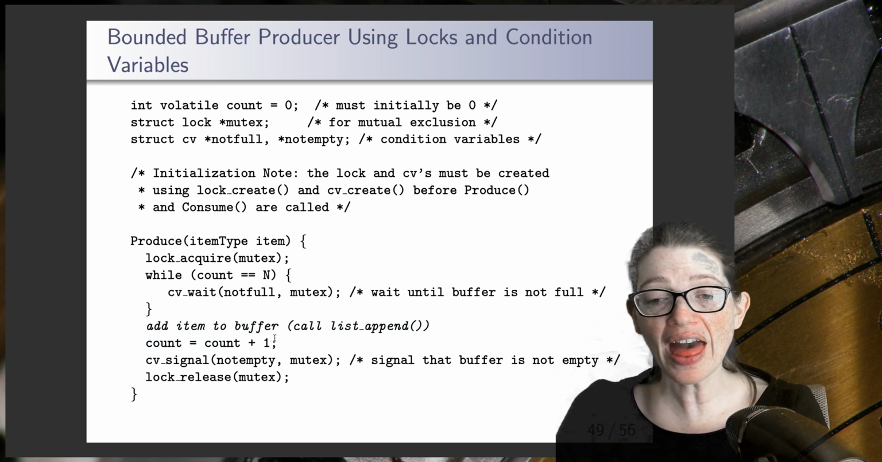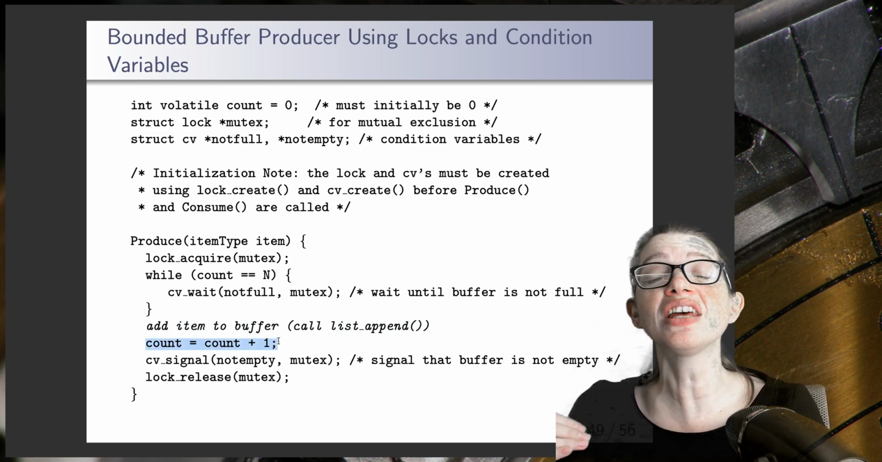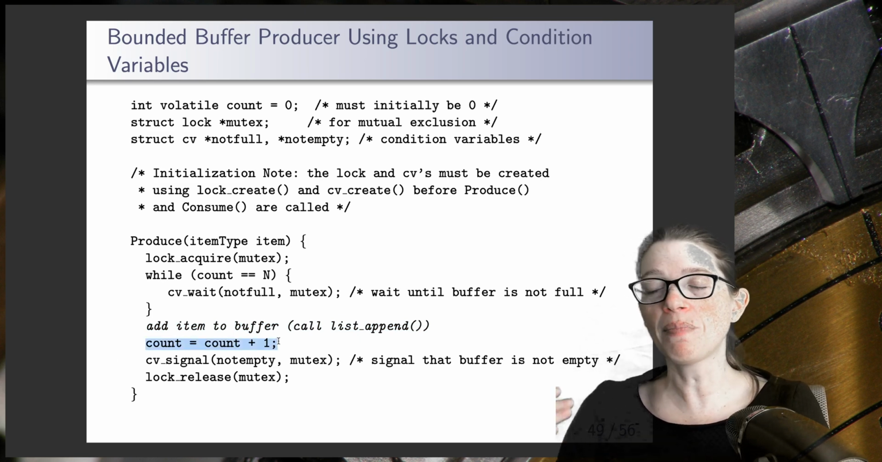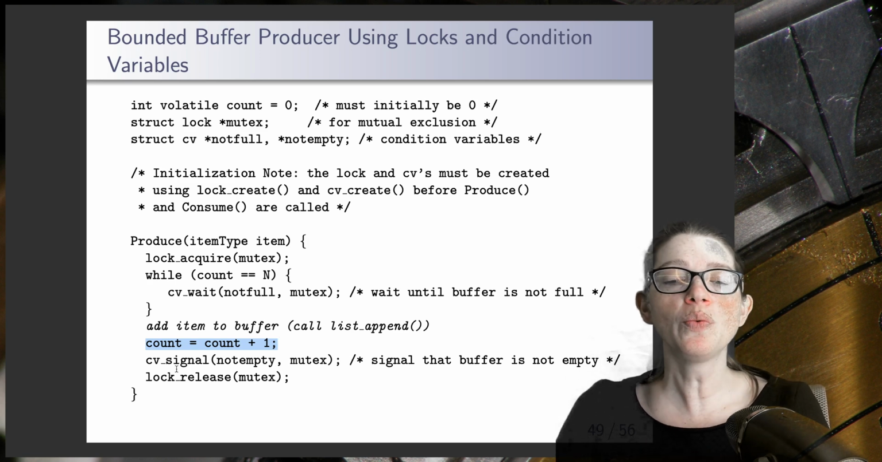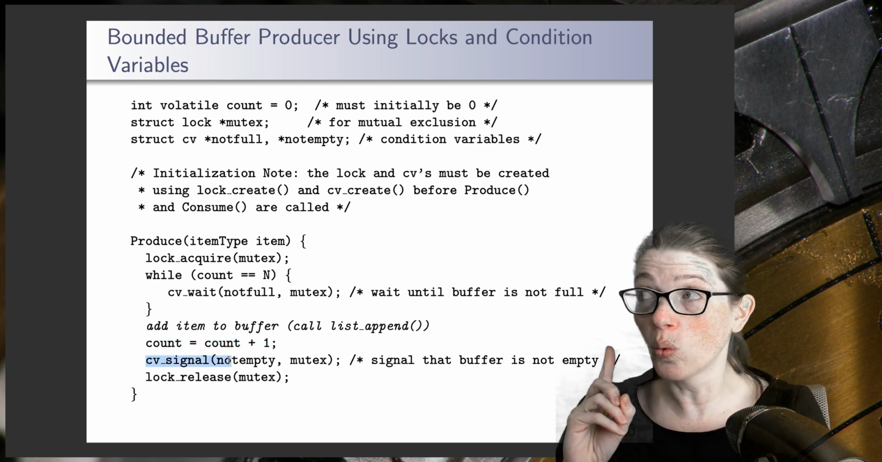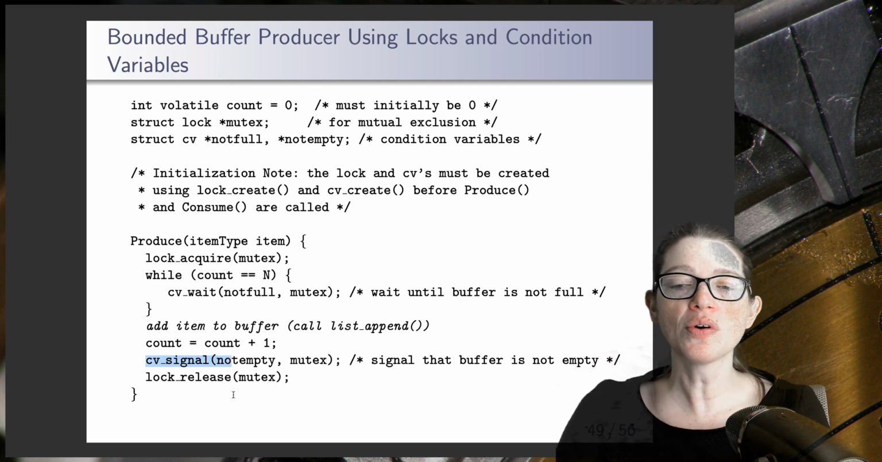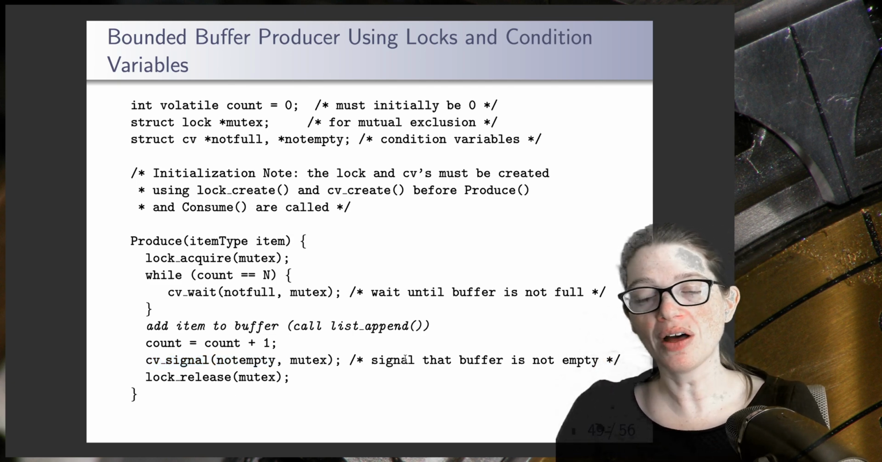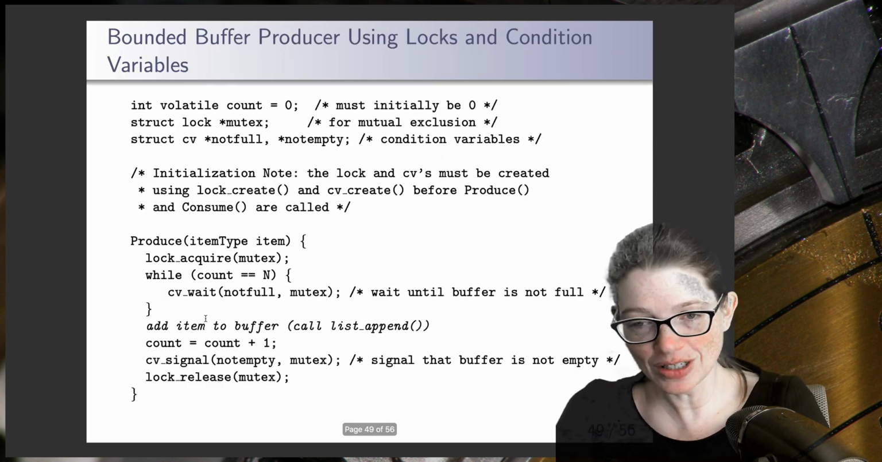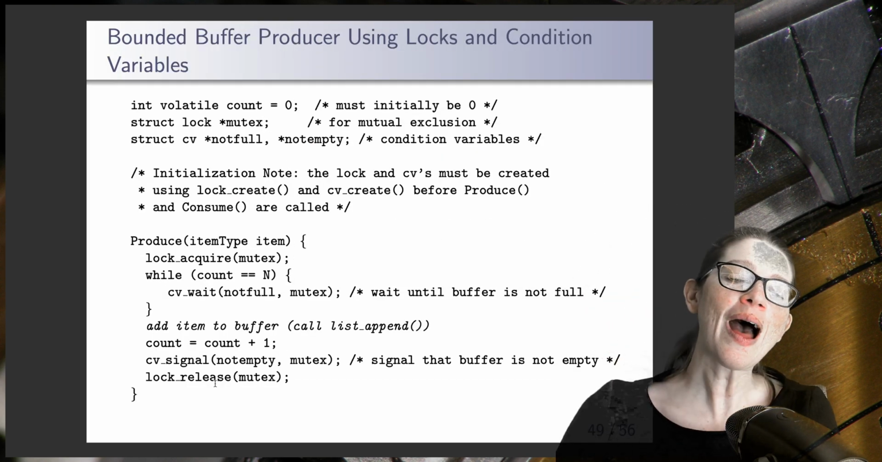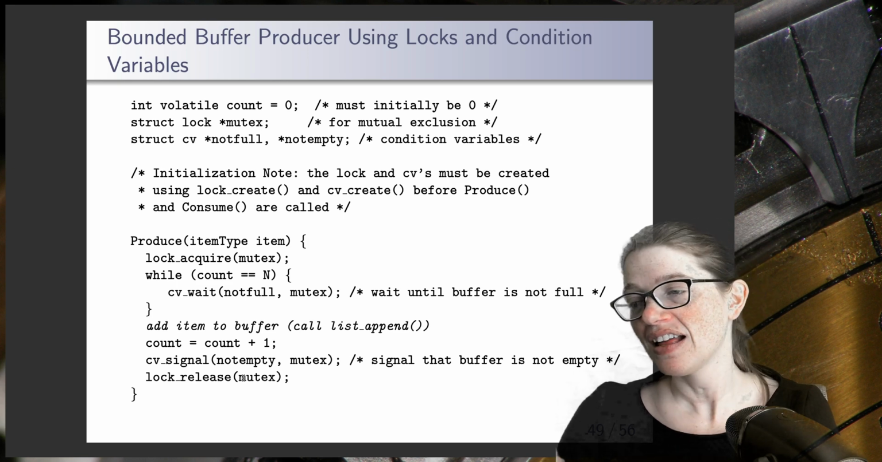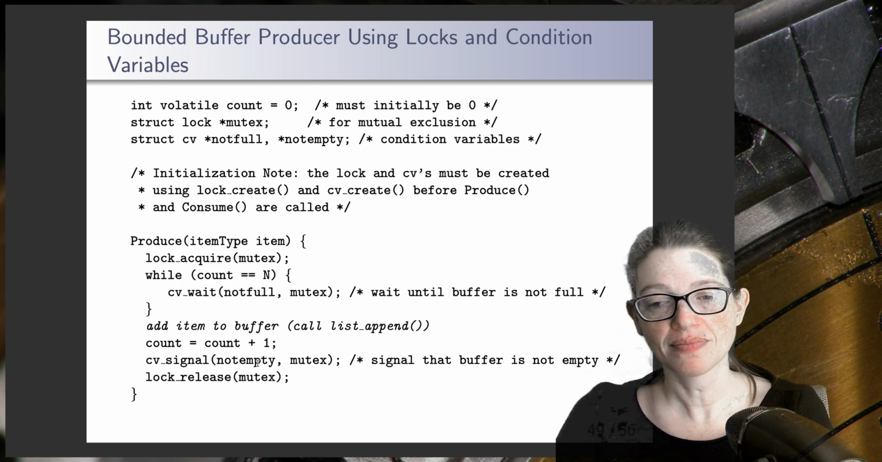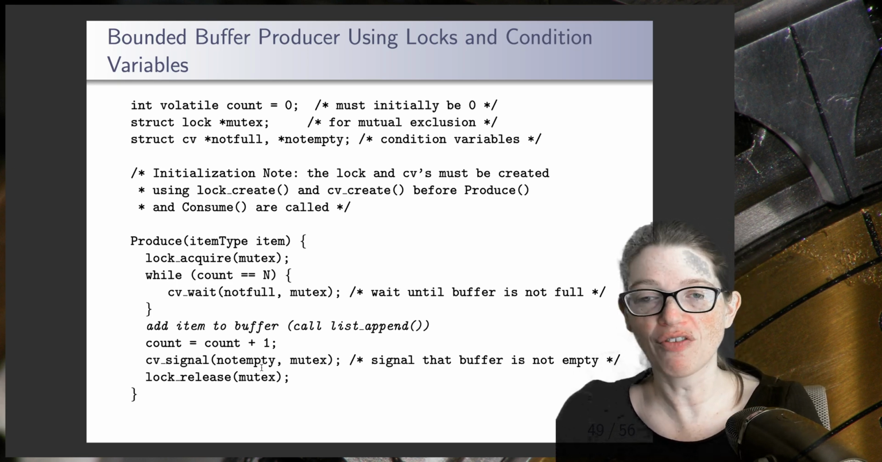Once we validated that count is less than n, we can add the item to the buffer. We increment the count, and by incrementing the count, we've changed the condition for the consumer. The buffer is no longer empty. So we are going to signal, that means wake one thread, we will signal not empty, which is going to wake up a consumer. Then we release the mutex. So that's great, right? I think we've got that figured out.